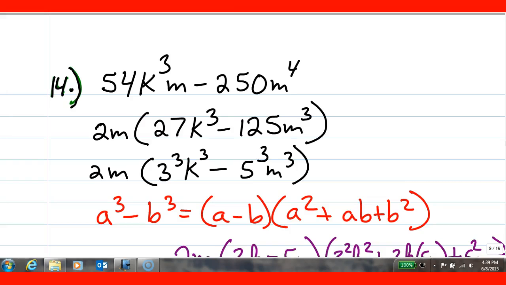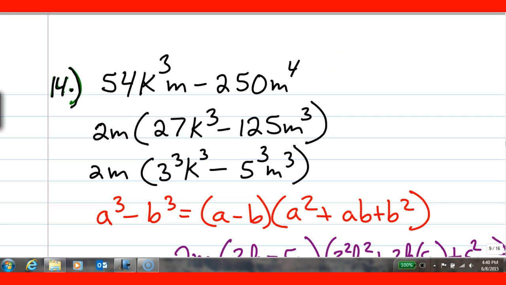Intermediate Algebra Mid-Course Assessment, Questions 14, 15, and 16. We're going to continue with the same instructions that we had in the previous few questions, which was to factor completely. Here I have 54k to the third m minus 250 m to the fourth power.